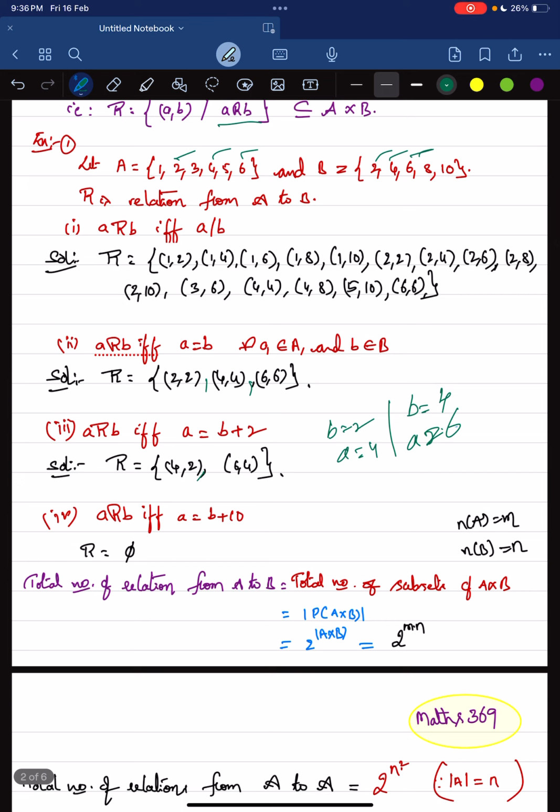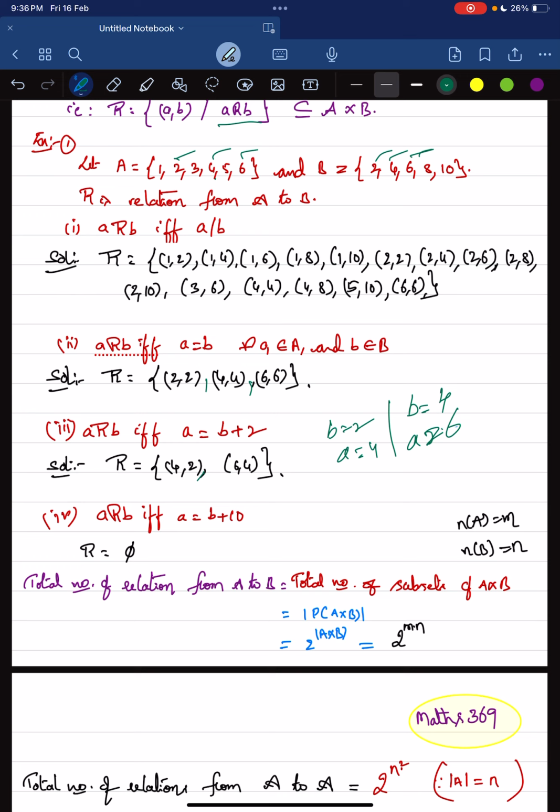Next example is a is related to b if a equals b plus 10. So in the set A, there is no value more than 10. The elements of A are 1, 2, 3, 4, 5, 6. There is no element more than 6. So it is an empty relation, no relation.